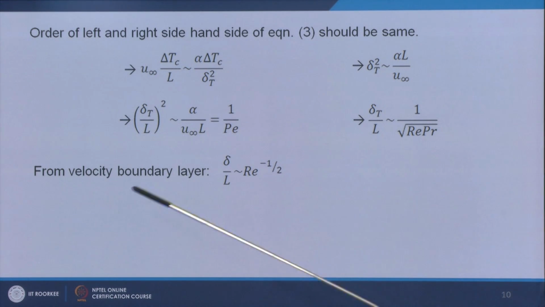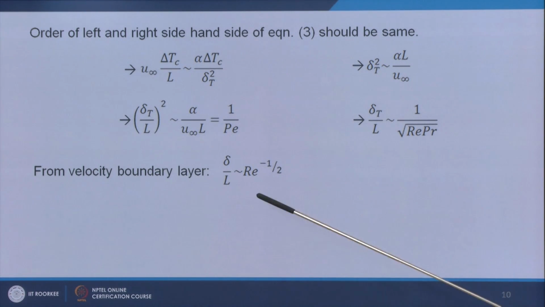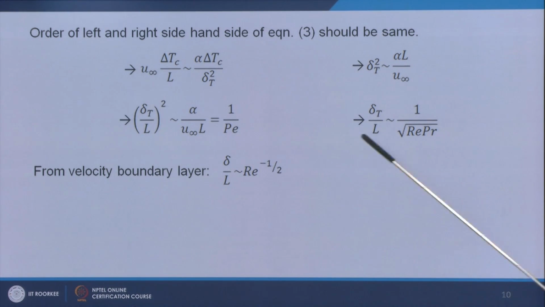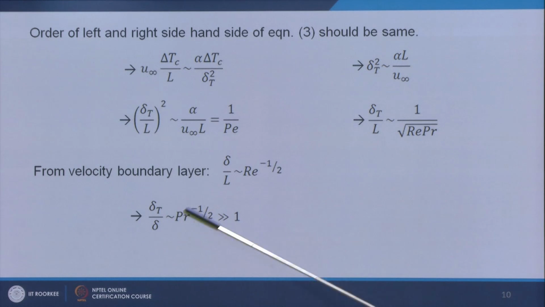From the velocity boundary layer, we already know that delta by L, the hydrodynamic boundary layer thickness by the streamwise length scale, is of the order of Re to the power half. Now if we merge these two equations, we can get the ratio between delta T by delta. So we get delta T by delta is of the order of Prandtl number to the power minus half. Earlier also we have shown that this ratio between the thermal boundary layer and velocity boundary layer becomes a function of Prandtl number. Here also we are seeing so, but the order is Prandtl number to the power minus half.